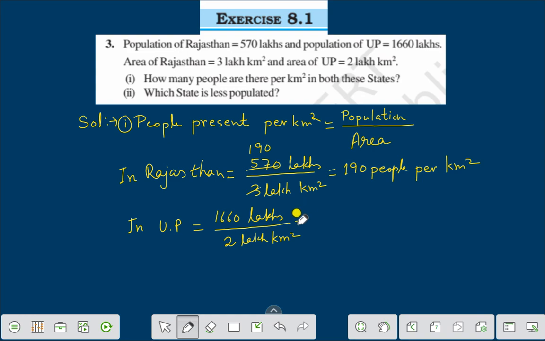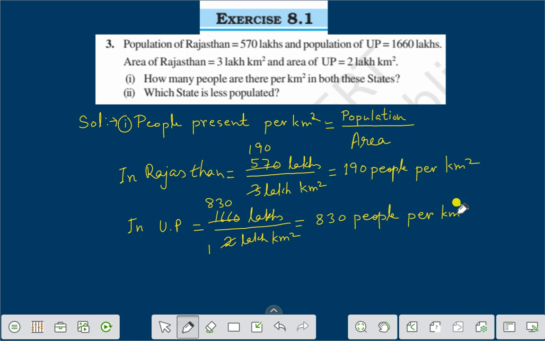Now, if we divide it by 2, we get 830. That is equal to 830 people per square kilometer. Which state is less populated?